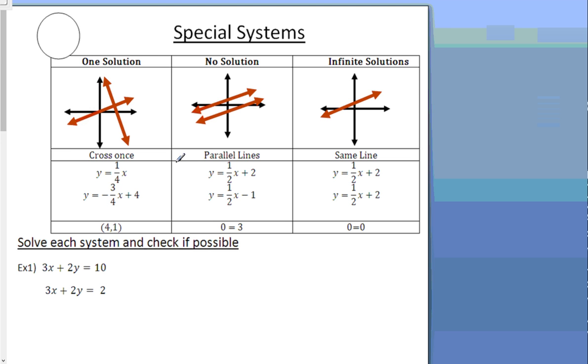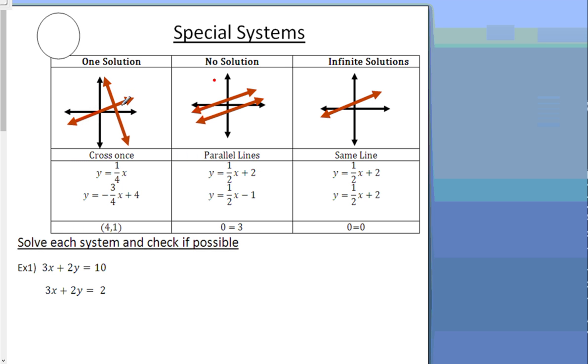Okay, today I'm going to be teaching you about a couple special systems, okay? And these special systems are ones that come up every once in a while, and they have kind of weird answers, okay? Now, if you have two lines, how many different ways can those lines be set up? Well, there's actually three ways you can do that.